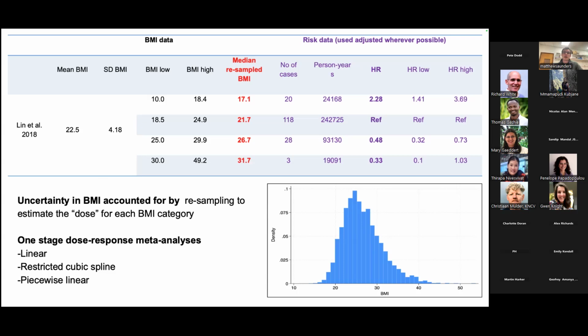And we fit three different types of model for these meta-analyses: a linear model for comparability with the Lonroth review in 2009, and then a restricted cubic spline model to investigate potential nonlinear relationships. And then finally, based on the shape of the restricted cubic spline model, we fit this bilinear or piecewise linear model.